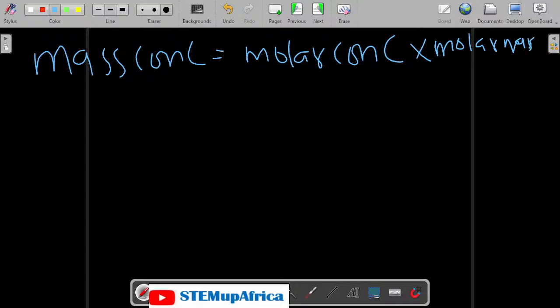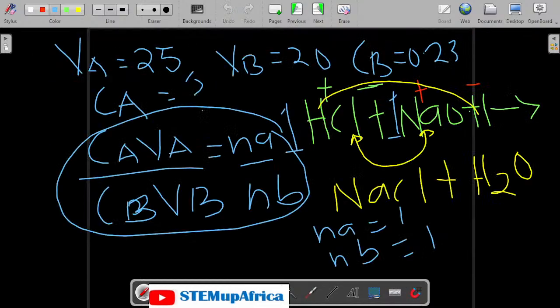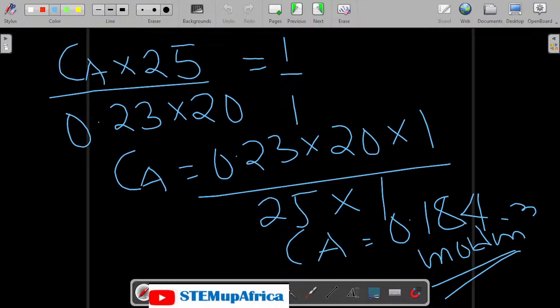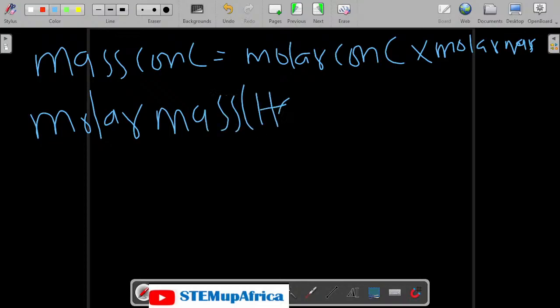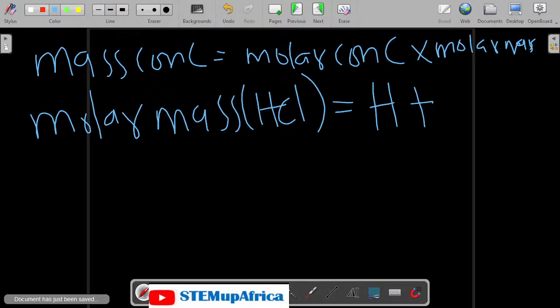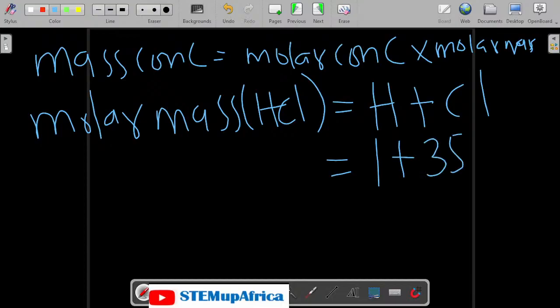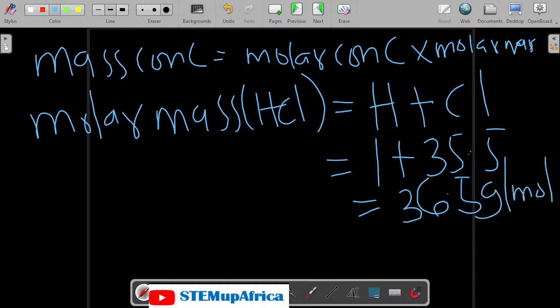So we are looking for the mass concentration. We already have the molar concentration, which is 0.184. Now let's get the molar mass of the acid. The molar mass of HCl is the sum of each element, H plus Cl. The atomic mass of hydrogen is 1, chlorine is 35.5, from the data they gave us earlier. That will give us 36.5 grams per mole. Grams per mole is the unit of molar mass. With that, I can now find the mass concentration.